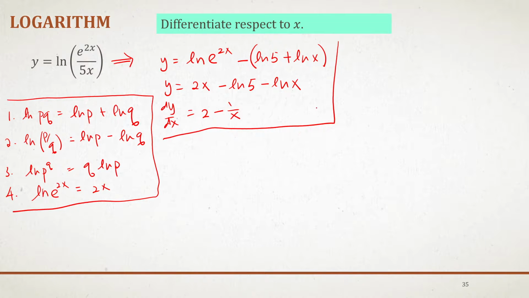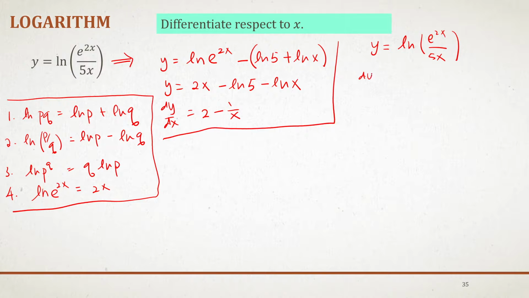But what if you have difficulty remembering these rules during an exam or while doing practice? Don't worry, you can still use the differentiation of the logarithm using the chain rule. So now my question is y equals ln of e to the power of 2x over 5x.